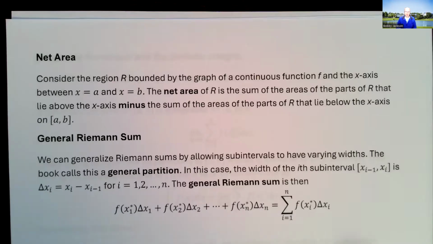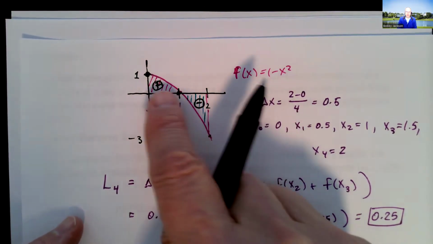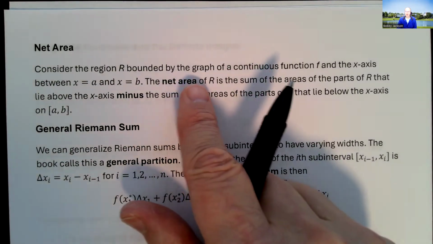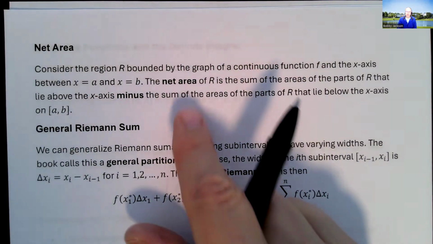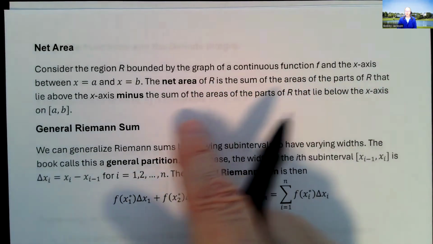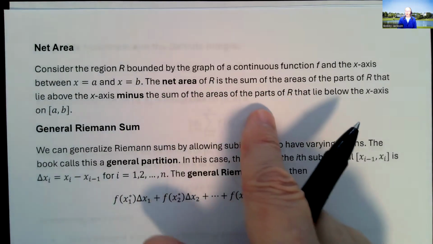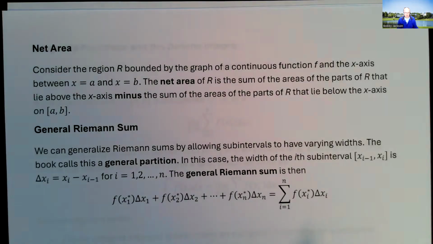Okay, so this leads us to net area. So when we look at this thing, I kind of labeled one region as positive and one region as negative. So what's all this about? Well, consider the region R bounded by the graph of a continuous function f and the x-axis between x equal a and x equal b. The net area of this region is the sum of the areas of the parts of R that lie above the x-axis minus the sum of the area of the parts of R that lie below the x-axis. So that's the definition for net area.